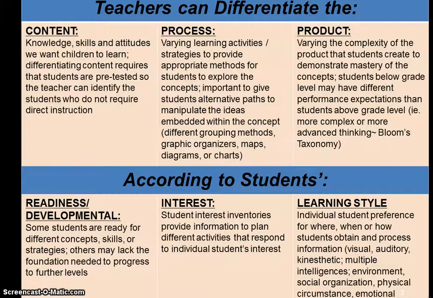You can also differentiate according to the student's learning style: individual student preference for where, when, and how they can obtain and process information. Some students are visual learners, auditory learners, kinesthetic learners. This is where a multiple intelligence scale will be helpful. You can also differentiate the environment, the social organization, or the physical circumstance of the classroom.